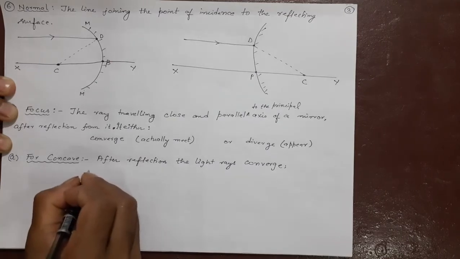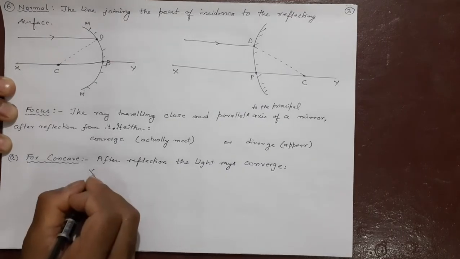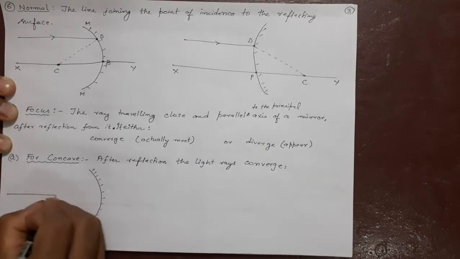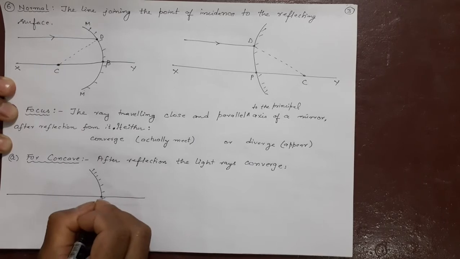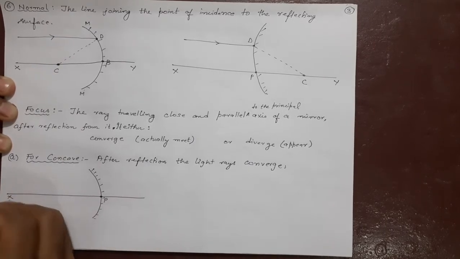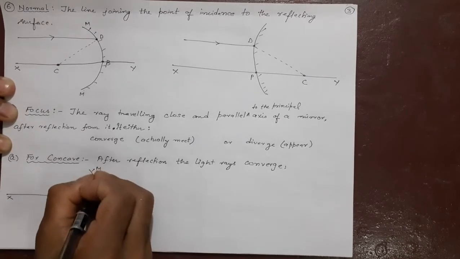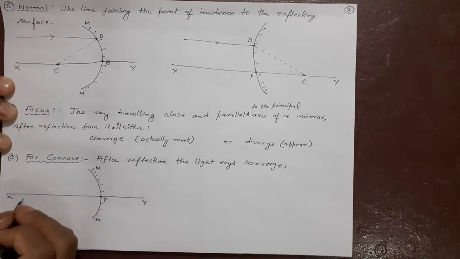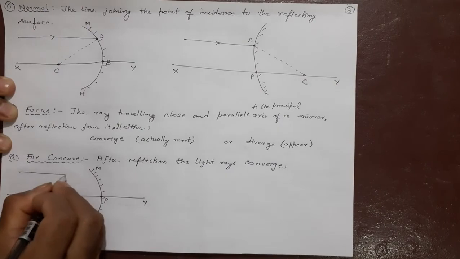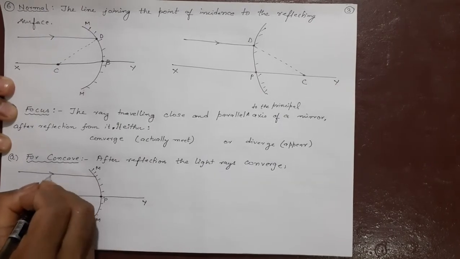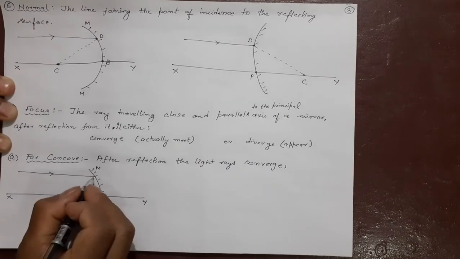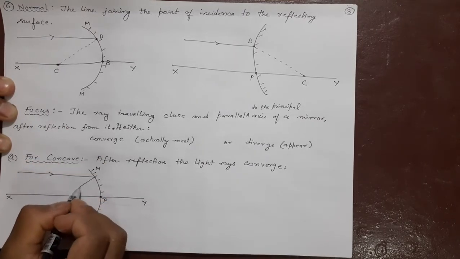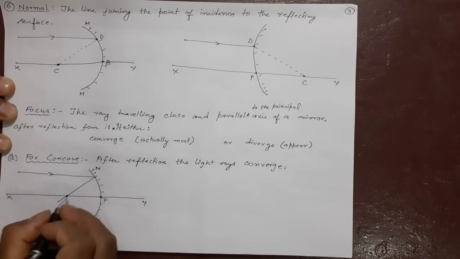Here I will write, this is the mirror. Now you have to be good in drawing it. P, X, Y, remember all the things. M was the aperture, P was the pole, X, Y is the principal axis. Now the incident light comes here, right? When it hits the mirror, you can see that it is facing down, so it will be reflected back here. This is focus.